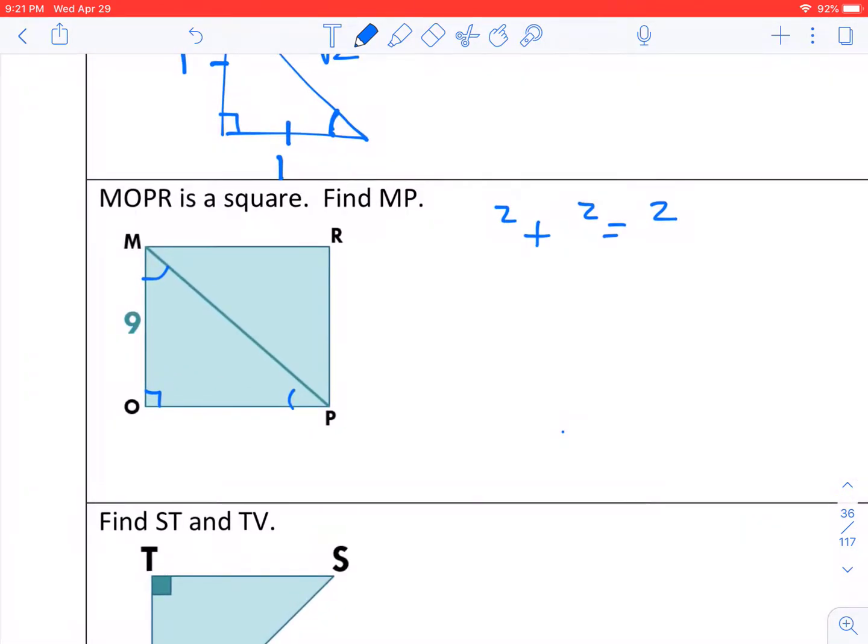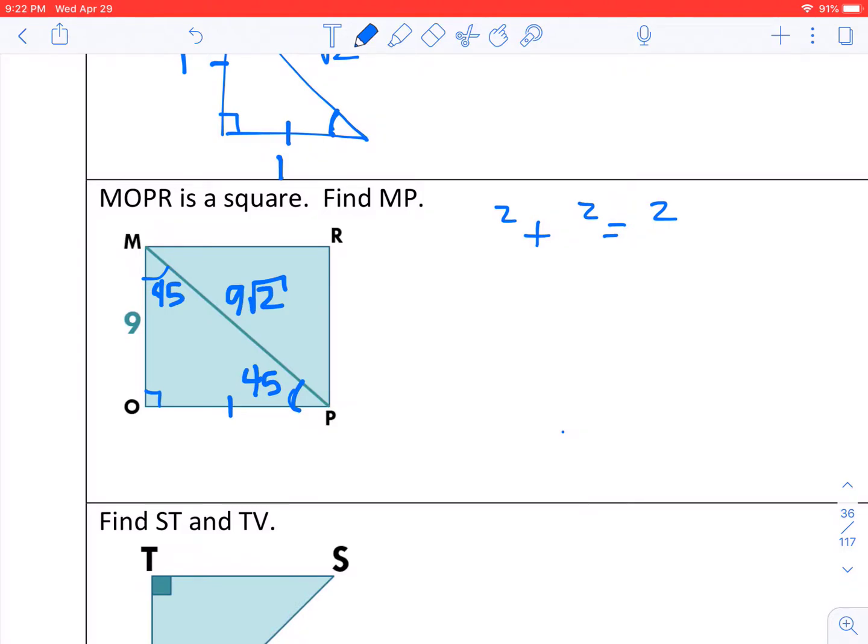All right, find MP, MP being the diagonal. We know a side length. Probably the fastest thing to do here is recognize that this is a square, so these two angles have been bisected, therefore they'll both be 45s. Again, those sides have to be the same. So to get this, we would just take 9 times radical 2.